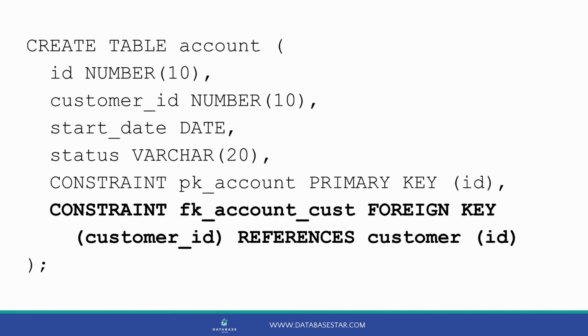For example, your account table may look like this. This code will create a new table, and the code at the bottom in bold indicates that we'll add a new foreign key constraint to your database called fk_account_cust. So that's how you can add a foreign key into your database table.